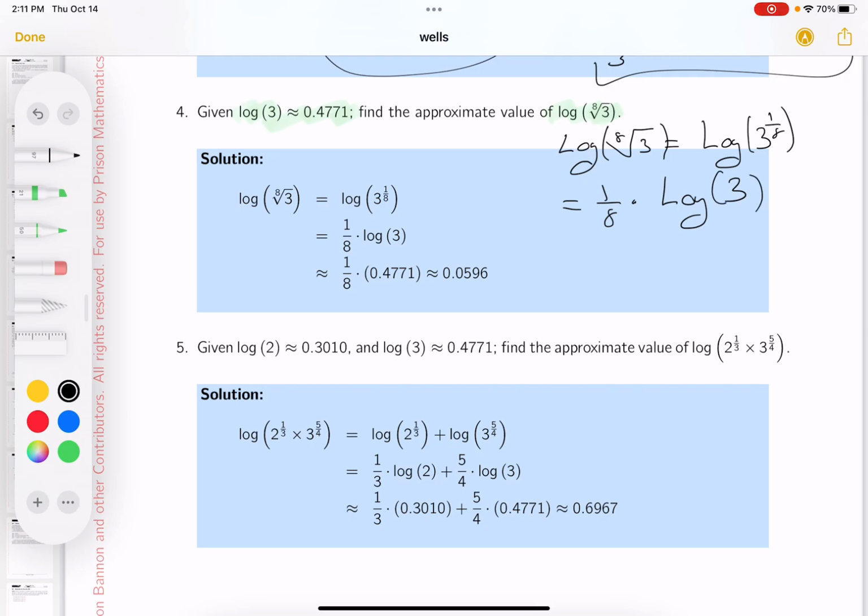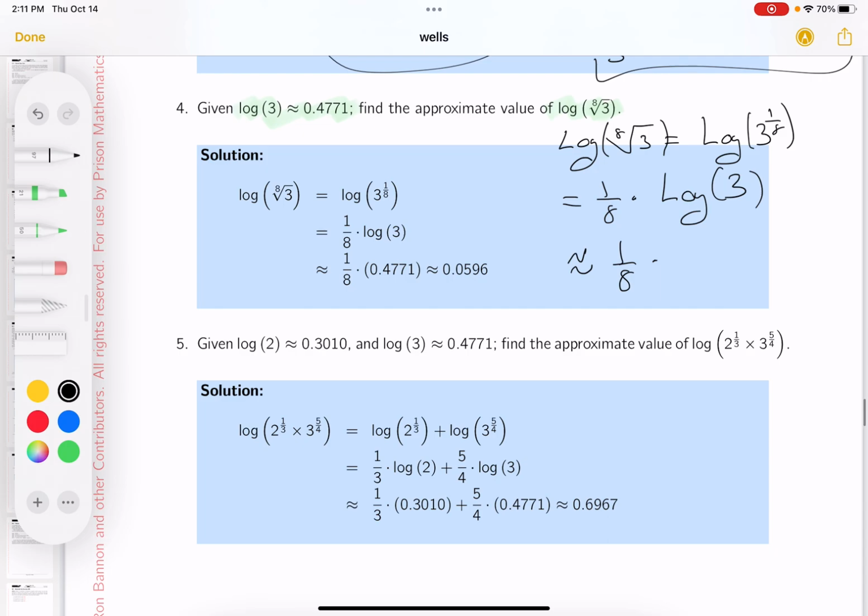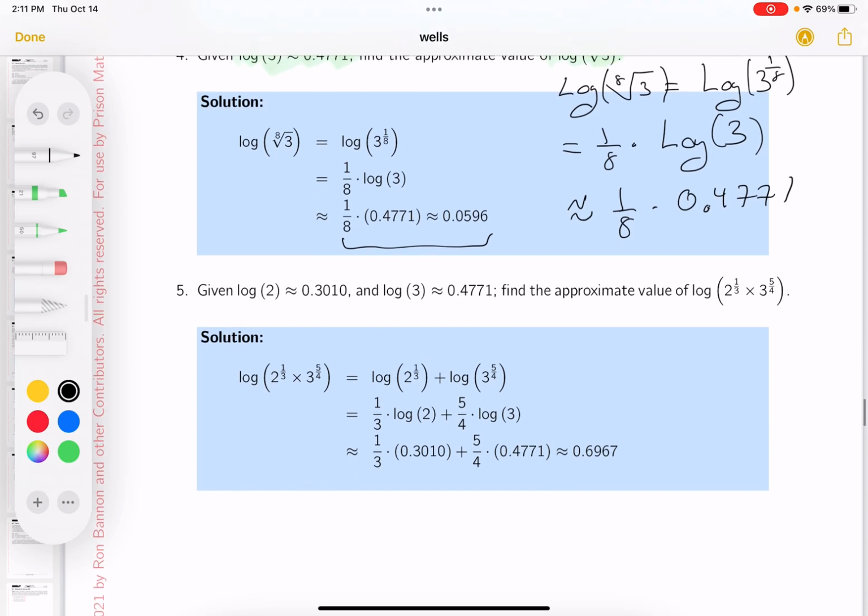Do I know the log of 3? Approximately, I do. So 1/8, what's the log of 3? This number over here. Now again, in Wells' time, the students will be expected to do the arithmetic. I'm just writing down what the arithmetic is. That's all I'm doing, all right? So it's 1/8 times 0.4771.